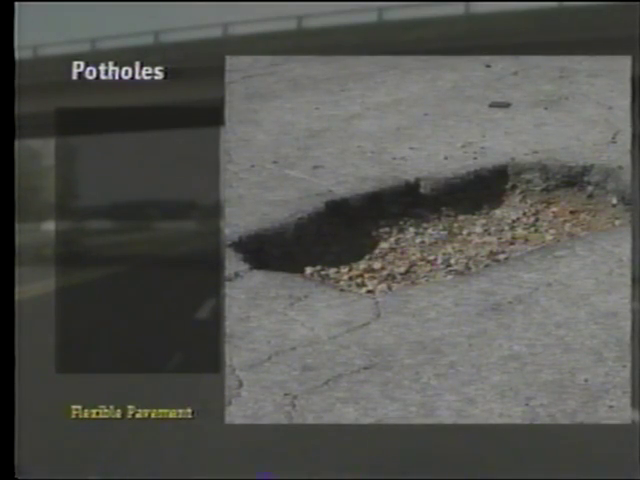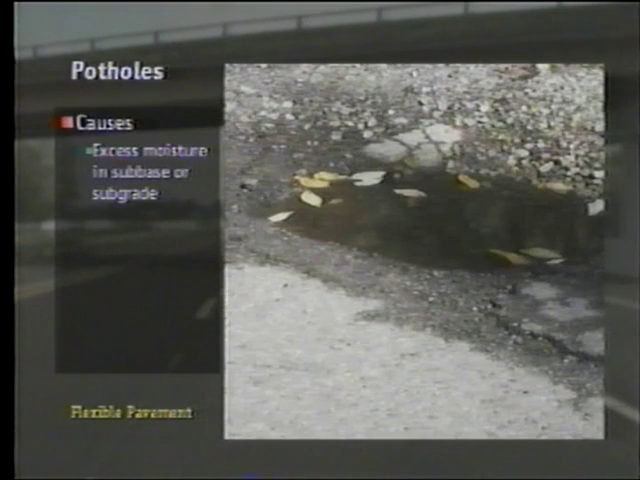Next on our tour of asphalt maintenance challenges is the ubiquitous pothole. You don't have to be a highway engineer to recognize them. These are bowl-shaped voids or depressions in the pavement surface.